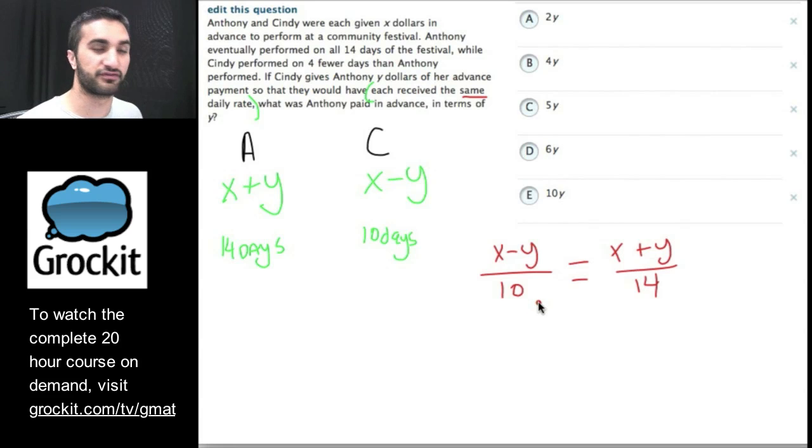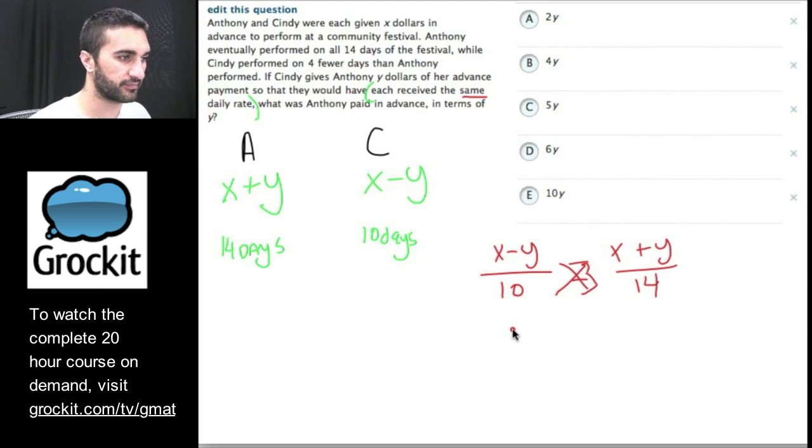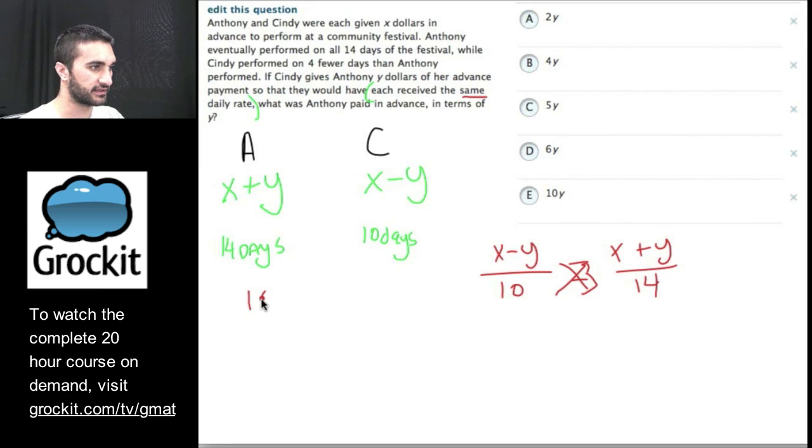So we have just created an algebraic equation for ourselves. We can do a little cross multiplication, and we should get something to the effect of, I'm going to work over here, we should get something like 10x plus 10y equals 14x minus 14y.